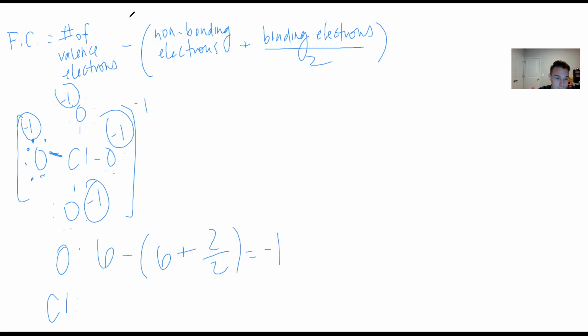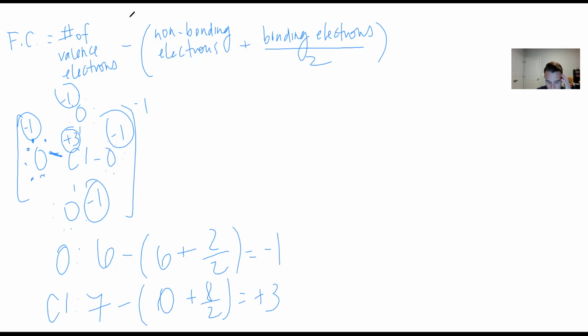Well, I guess we should do chlorine. This is already telling us it's not going to be great. Chlorine has 7 valence electrons, minus it has no lone pairs, plus 2, 4, 6, 8 divided by 2, which is +3. So overall, it adds up to be the charge, but this is clearly not the best. Everything has a formal charge. We want zeros. Zeros are great.